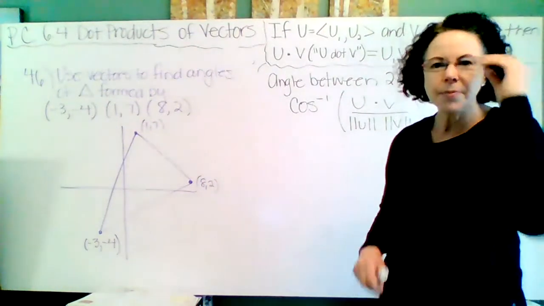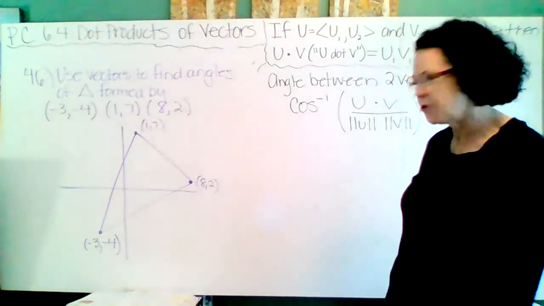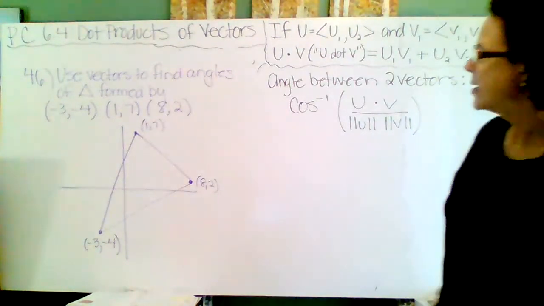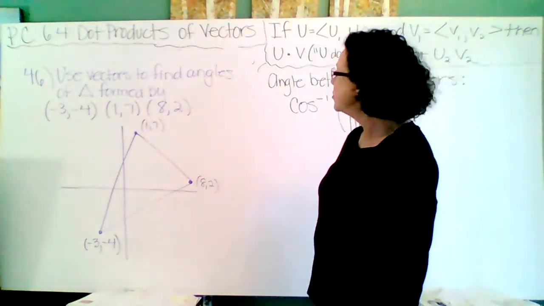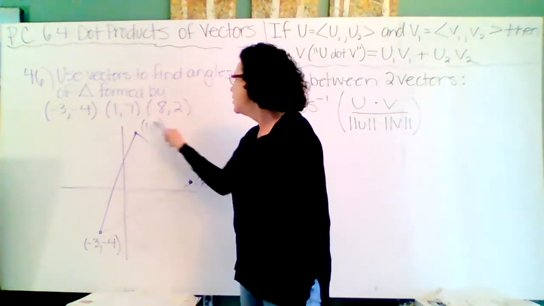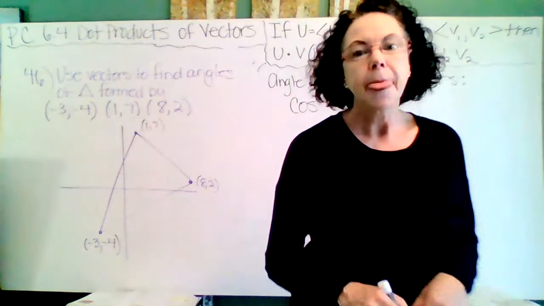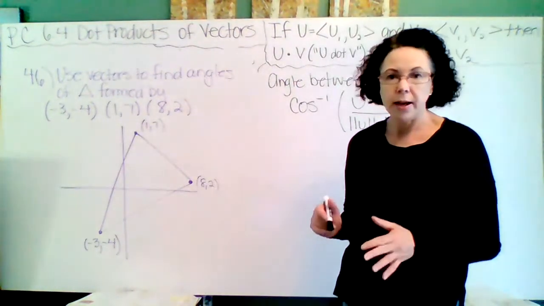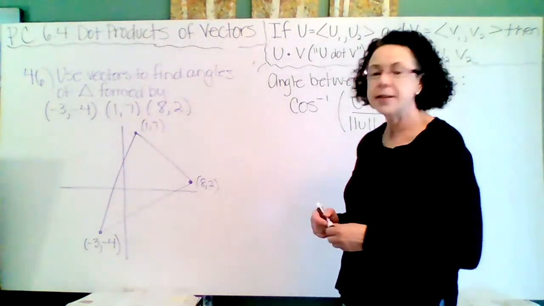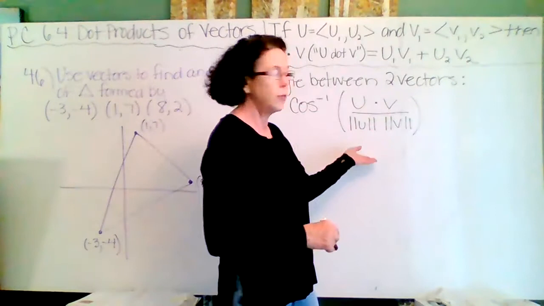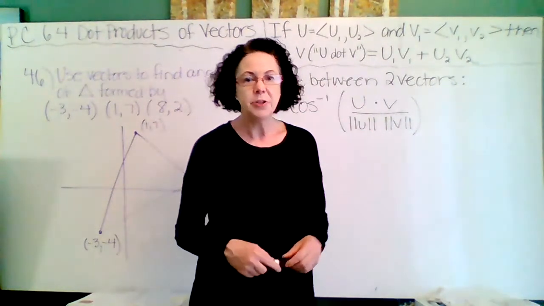Hi, let's do problem number 46 because I'm pretty sure I assigned 45. So 46 says, use vectors to find the angles of this triangle formed by these 3 points. Here's what we're going to do. For each angle, I'm going to turn the sides into vectors in component form and then use this formula to find the angle between them.